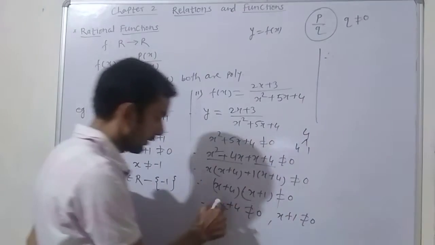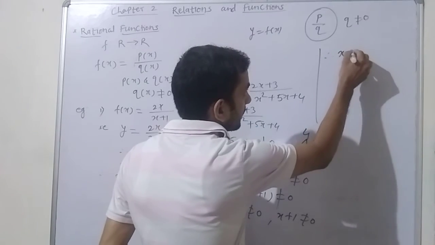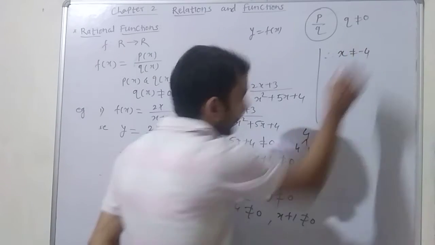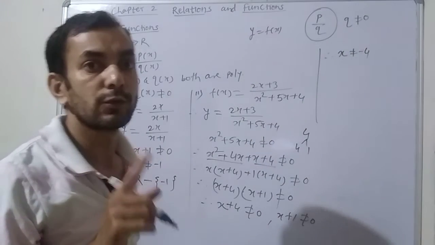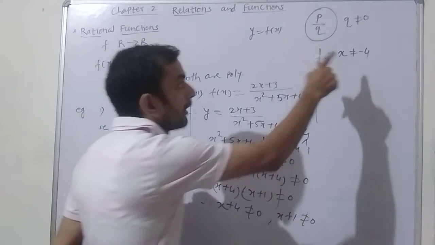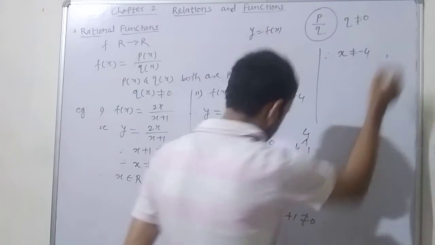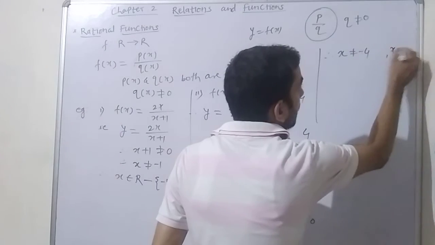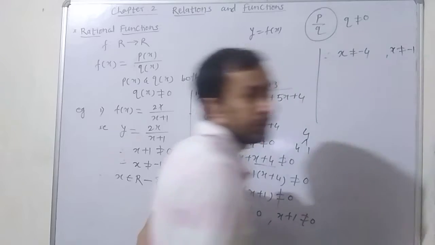Therefore, from the first condition, x not equal to minus 4, and from the second condition, x not equal to minus 1.